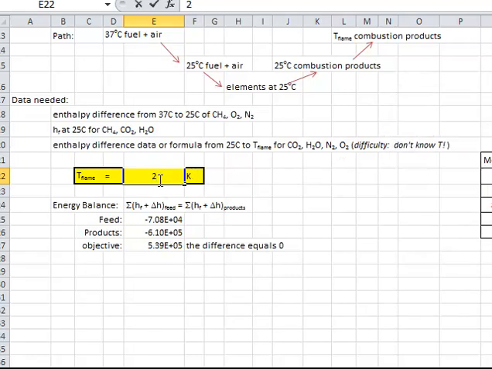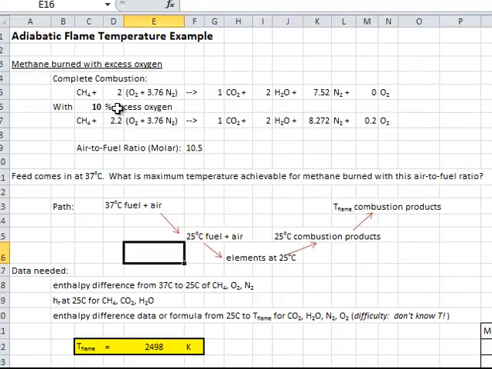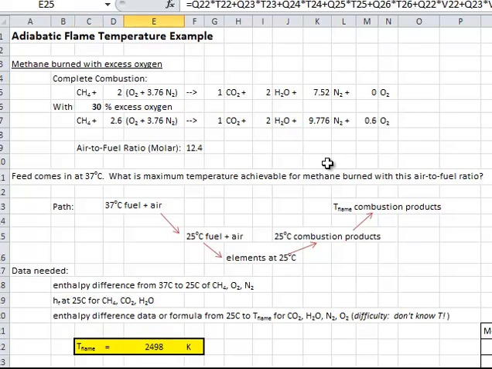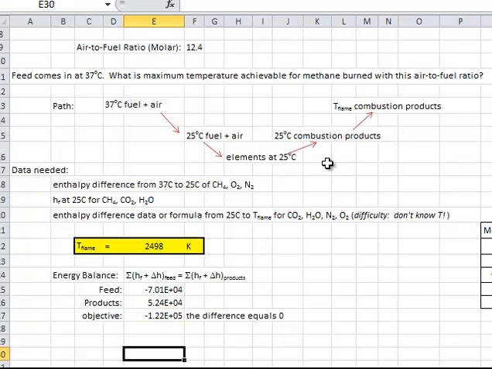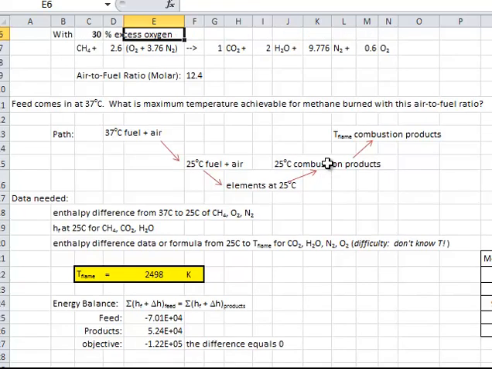Well, I just told it not to save that. That was silly. And you can do that. And you can do this. I set this up so you could do it for different excess oxygen. So at 10%, it was around 2500. If I change this to 30% excess oxygen, excuse me, let me get this set up so we can see both at the same time. There we go, 30% excess oxygen.